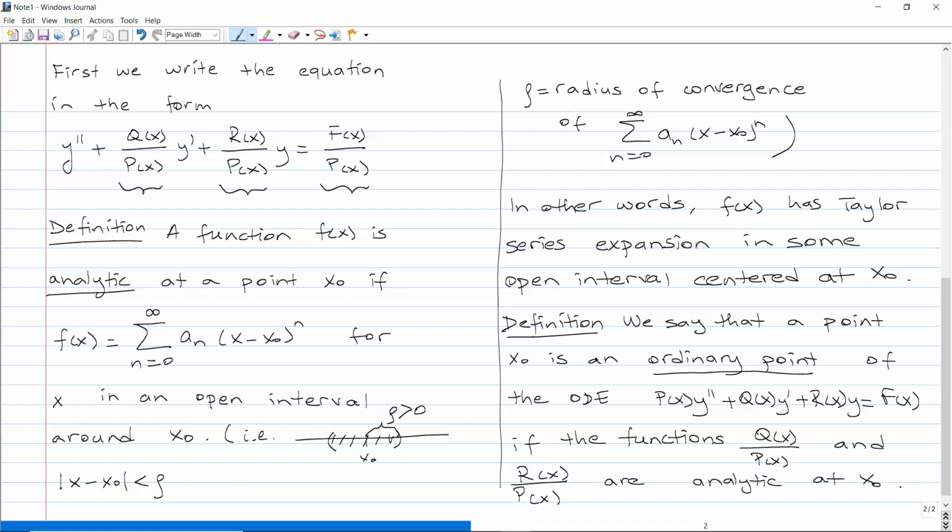Okay, so what if the point is not ordinary? In that case, otherwise, x0 is called a singular point. Okay, I'm going to give you examples now about how to find series solutions around an ordinary point.